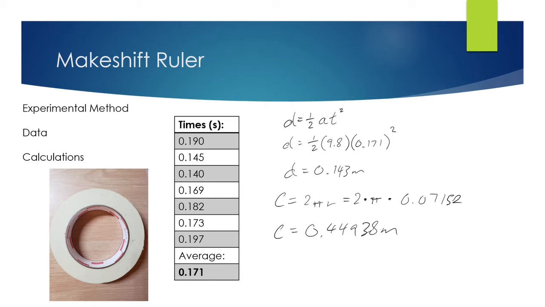From there, the circumference was calculated, deeming each full rotation of the tape to be roughly 0.449 meters long. The experiments shown later in this video all use this makeshift ruler to measure out the distances and the lengths that are being used in each experiment.